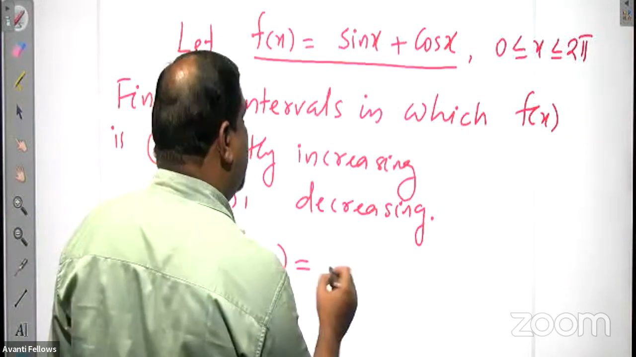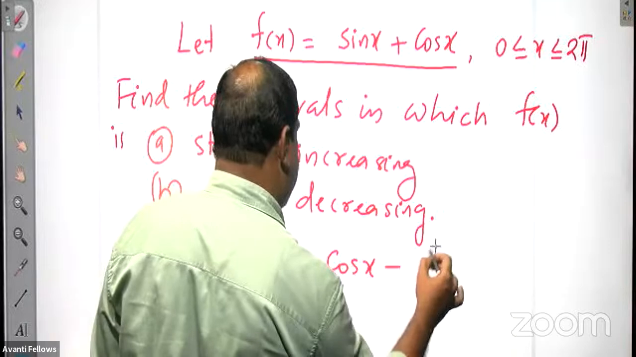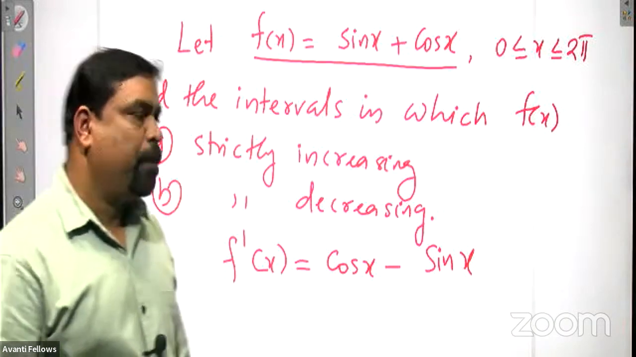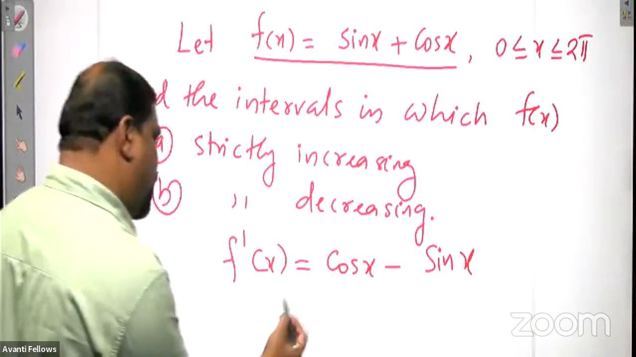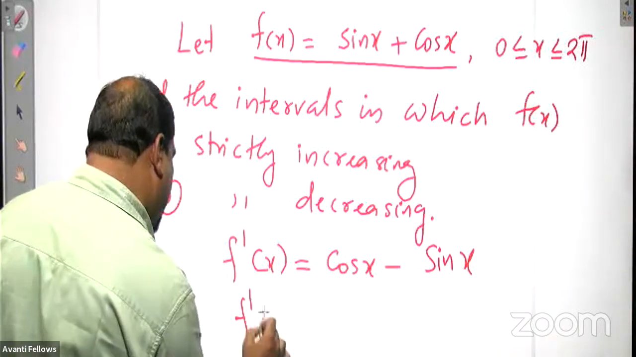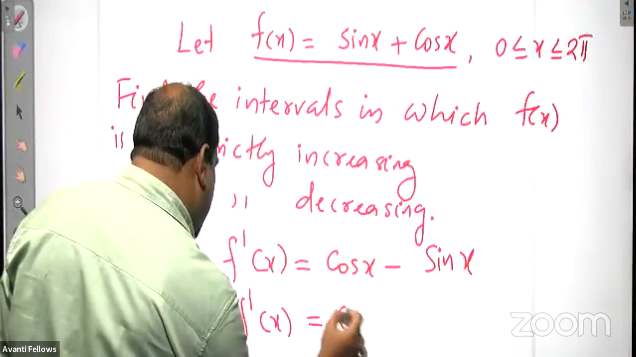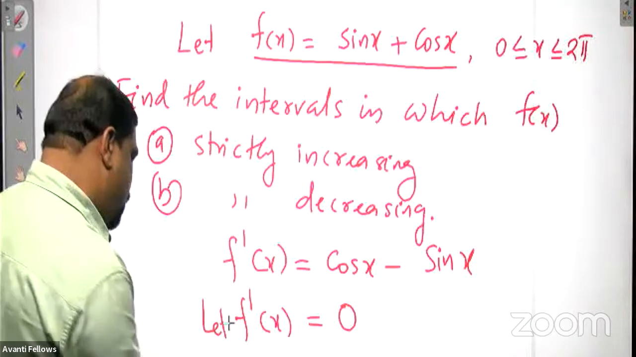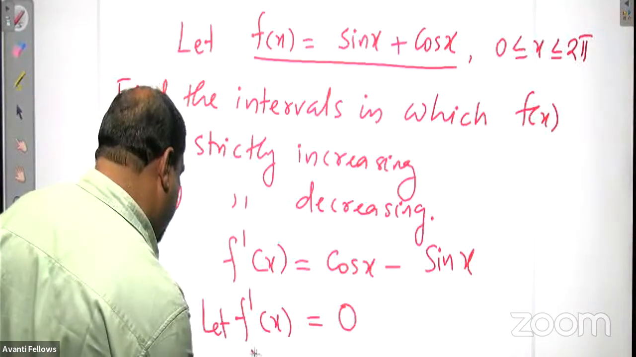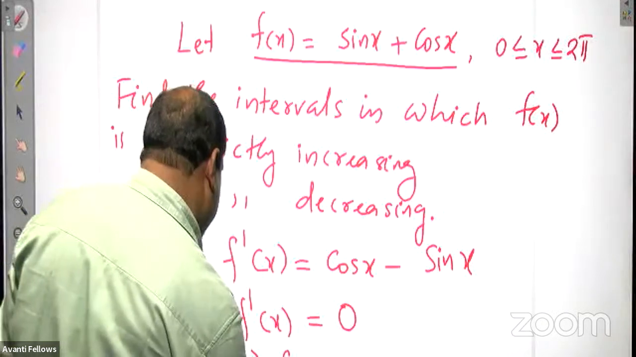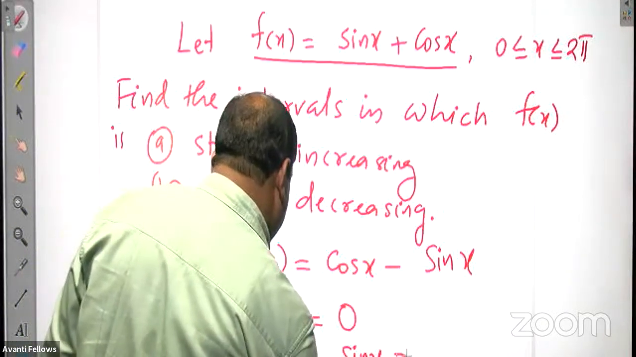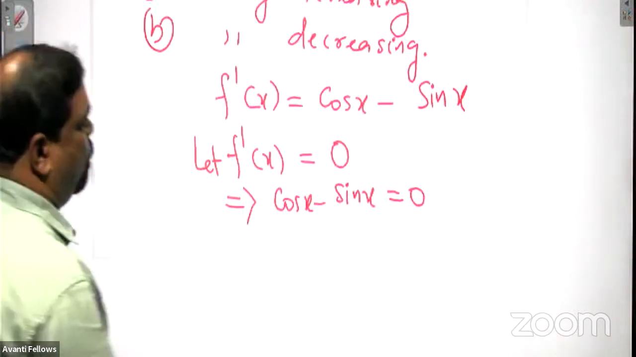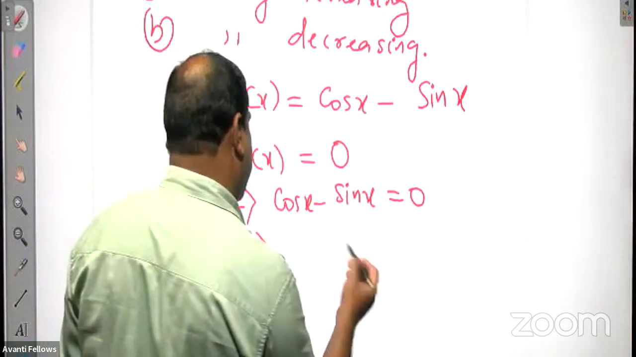So f dash x equals cos x minus sin x. The next point is we have to find the critical point. That means let f dash x equal 0. So cos x minus sin x equals 0, and that implies cos x equals sin x, and tan x equals 1.